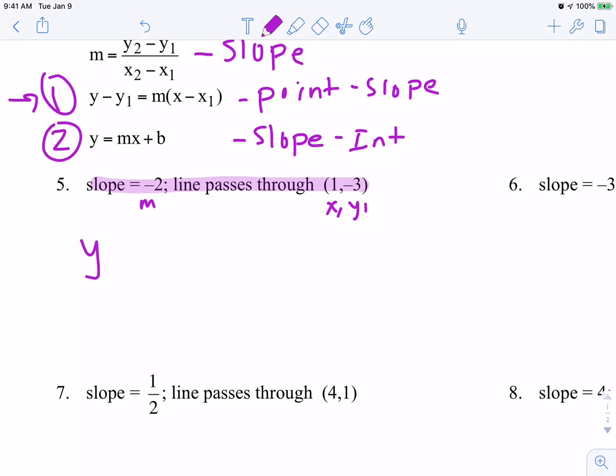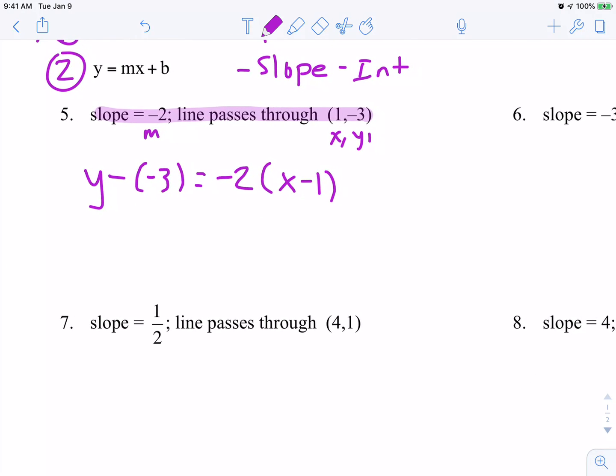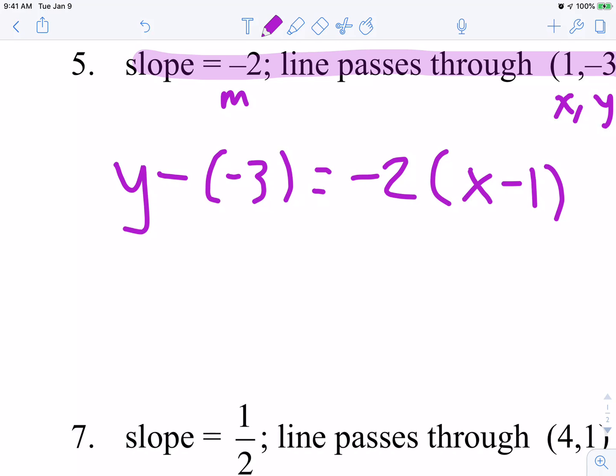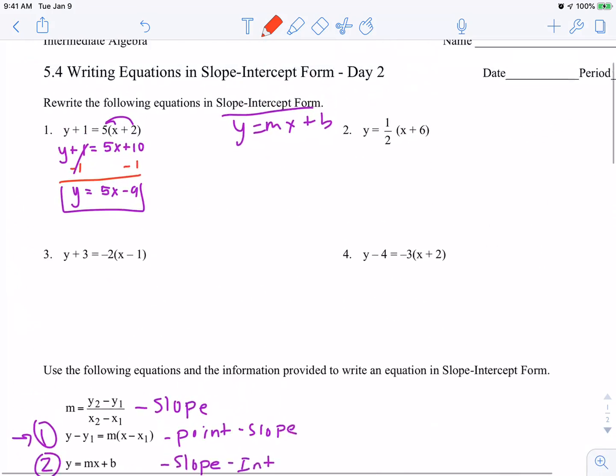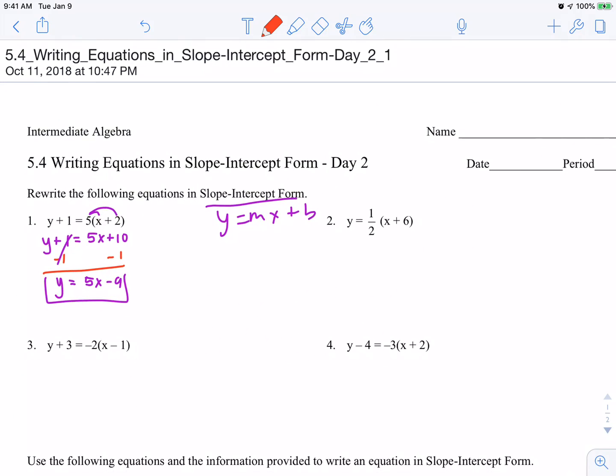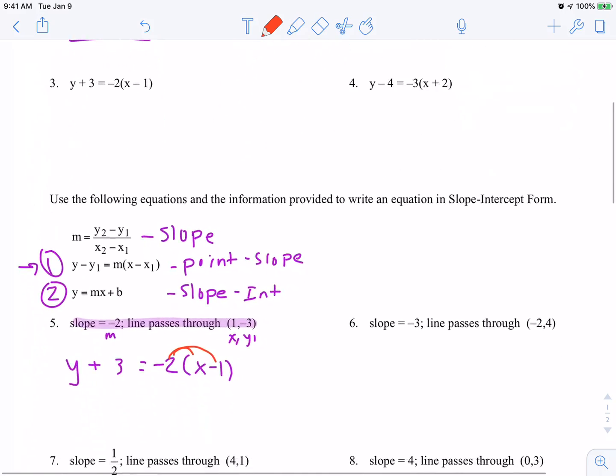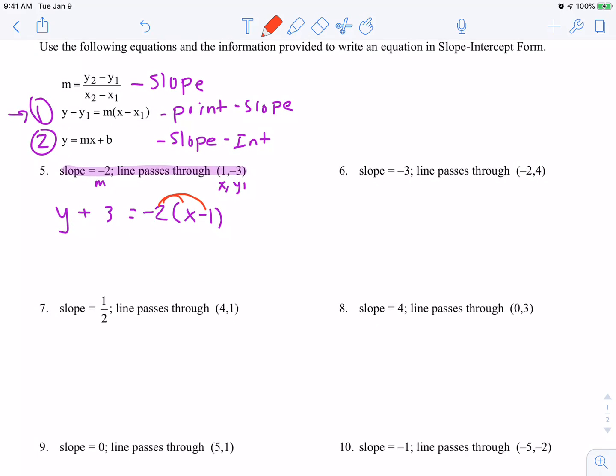So y minus negative 3 is equal to your m, which is negative 2, x minus 1. So you see that 2 negatives here is going to become a positive, so I can change that to a positive 3. And then over here on the right side, I'm going to distribute like what I did in number 1. So you see, what we just did is we recreated the problems from 1, 2, 3, and 4. So just 2 steps, just like what you've been doing.